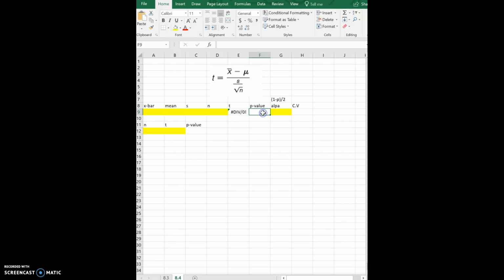My p-value is going to be equals 1 minus t dot dist. This just means that I'm using a t distribution. And then it tells me I need x, so I'm going to do x, then the degrees of freedom. Degrees of freedom is n minus 1. And then my next part is if it's true. And it is going to be true, enter. That's all you need there.